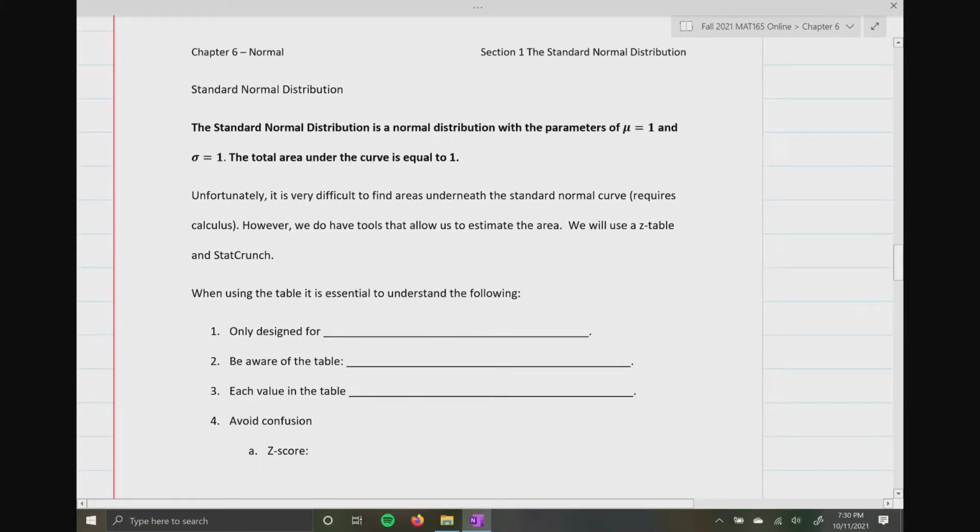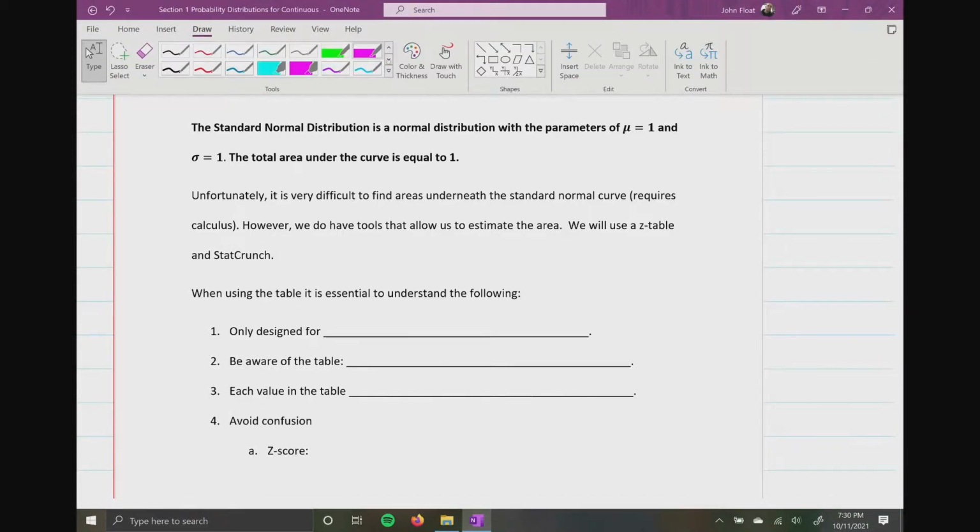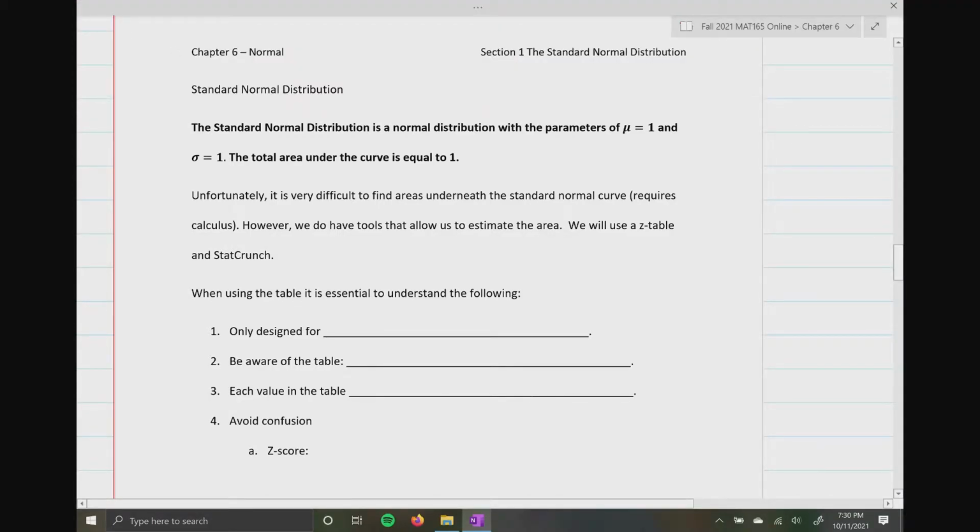So now, if we take that idea of a uniform distribution, we can apply that to the standard normal distribution. And here's what I mean. It is very difficult to find areas underneath the standard curve. We need calculus for that. However, we do have tools that allow us to estimate the area. So, real quick, let me show you what I mean.